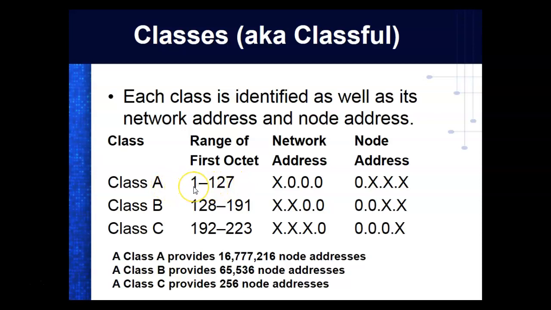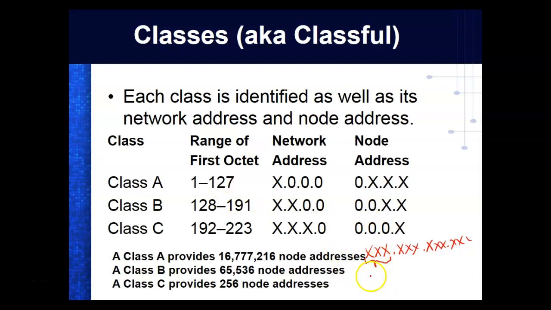So Class A goes anywhere from 1 to 127 in the first octet. The octet, of course, is a byte. So the first octet would be over here. We know an IP address looks like this. Then we have a dot, and then we have these numbers right here. Then we have a dot, and then we have these numbers right here. Then we have a dot, and we have these numbers right here. What identifies the class is this octet right here.